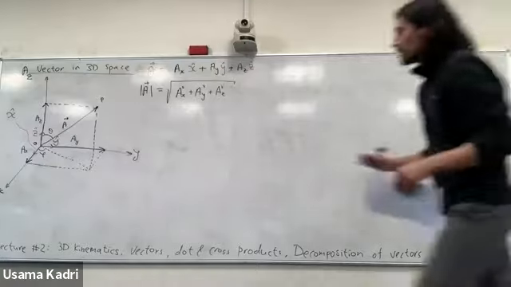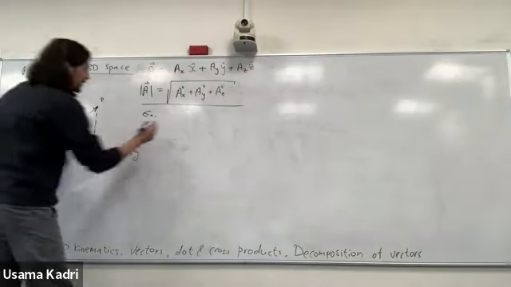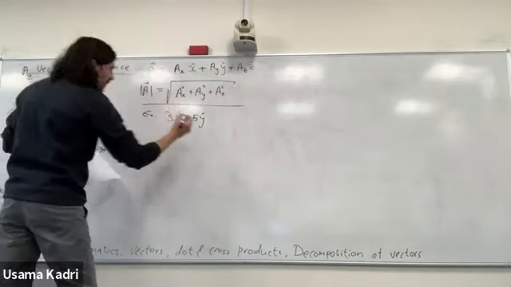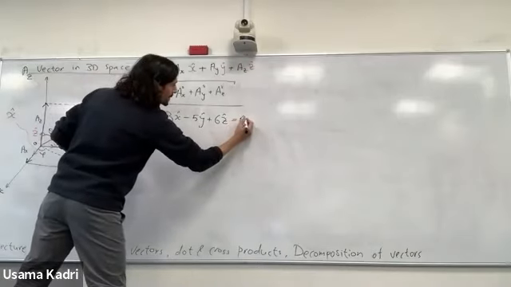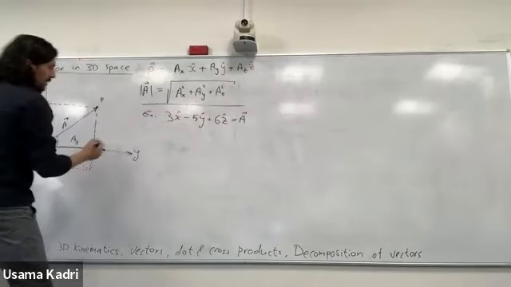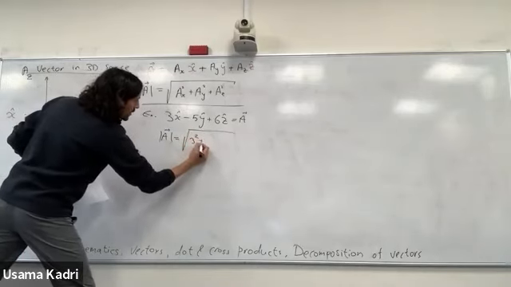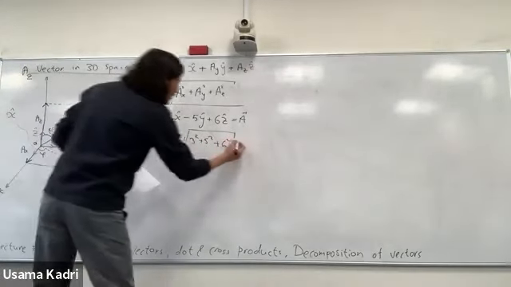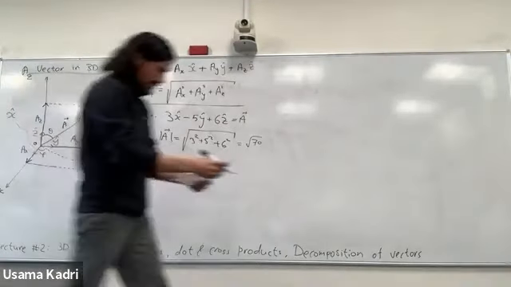Let's make an example. We have 3x minus 5y plus 6z. This is my vector A. If you want to know the magnitude of A, it is the square root of 3 squared, 5 squared, and 6 squared, which is, I think, square root of 70. You can check that out.